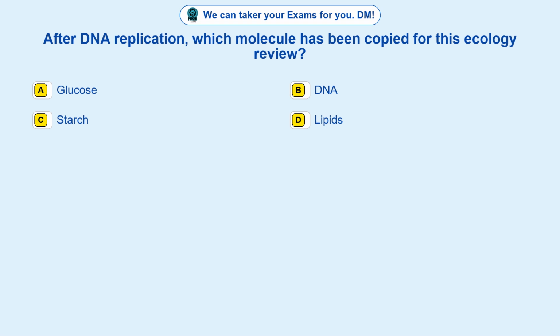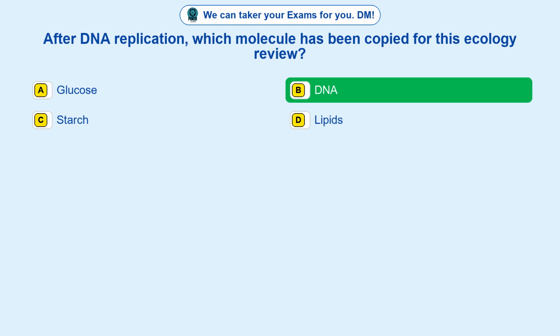Question 3. After DNA replication, which molecule has been copied for this ecology review? Option A, glucose. Option B, DNA. Option C, starch. Option D, lipids. The correct answer is option B, DNA.